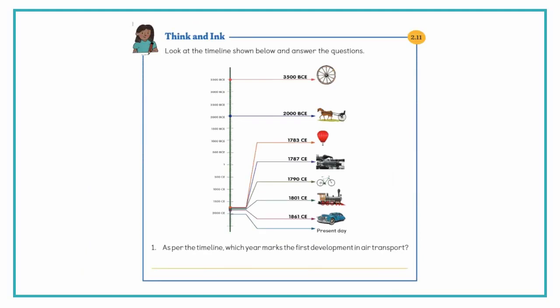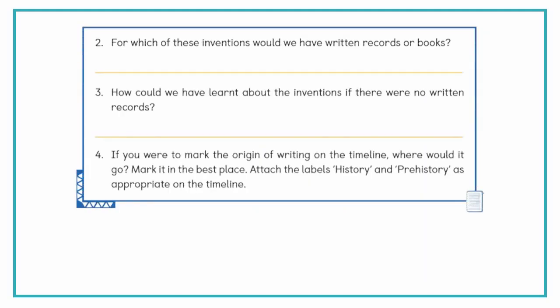Okay, children? Now, see the Think and Ink here. As per the timeline, which year marks the first development in air transport? See here, air transport. Is it air transport? No. This is the wheel. What is this? This is also land transport. What is this? Yes, it marks the air transport. Which year is it? 1783 CE.